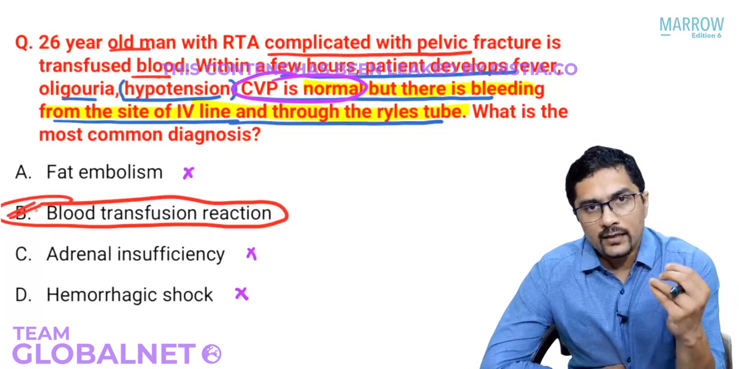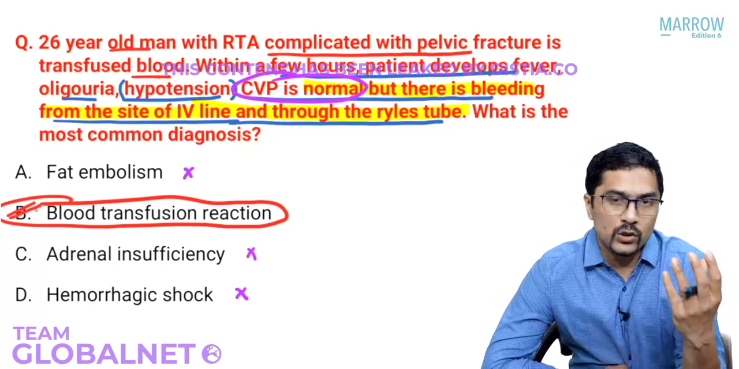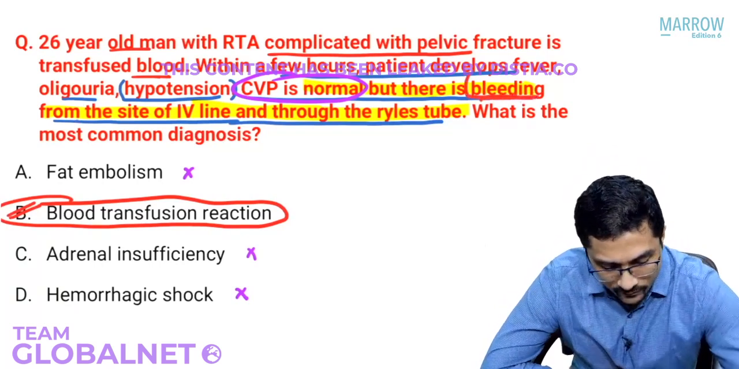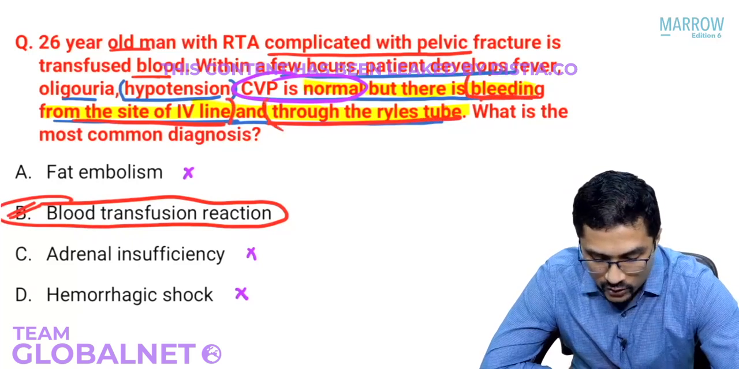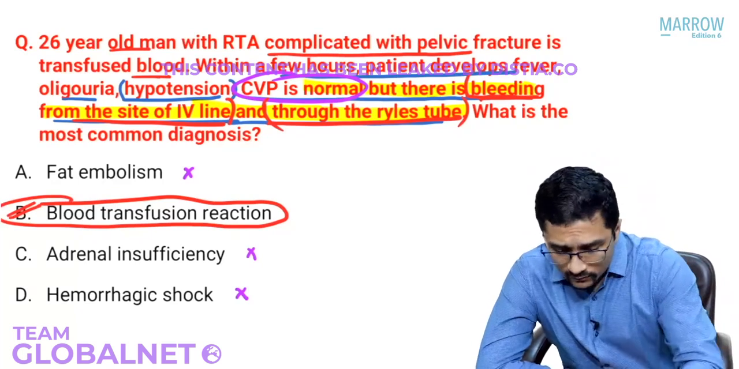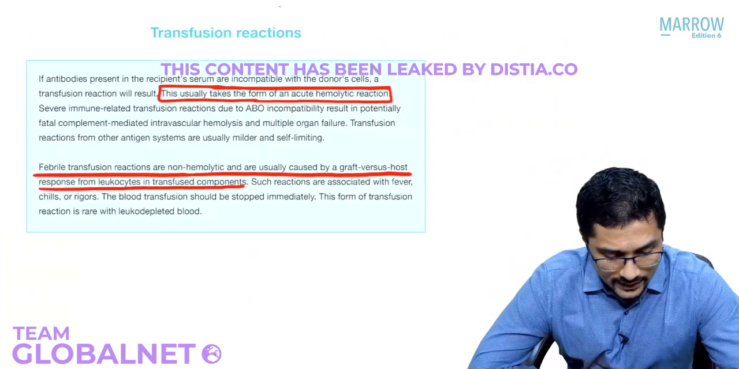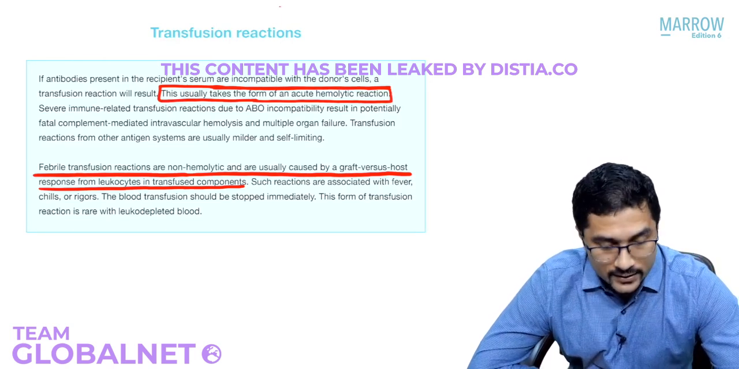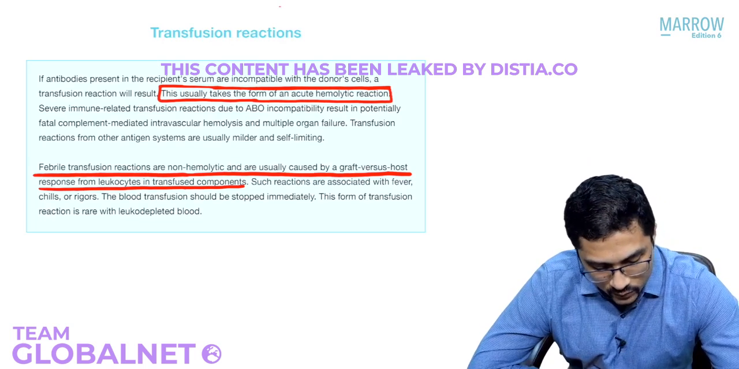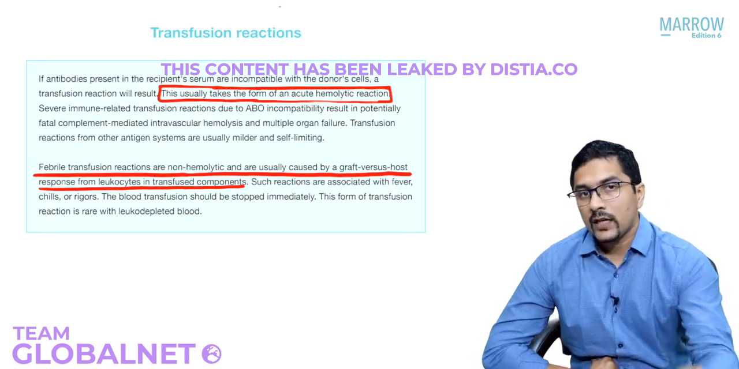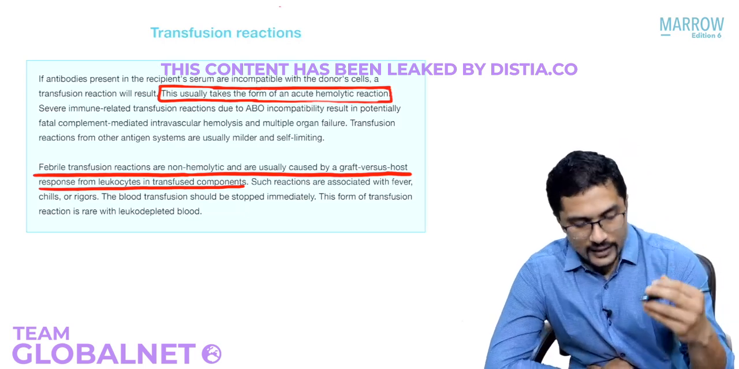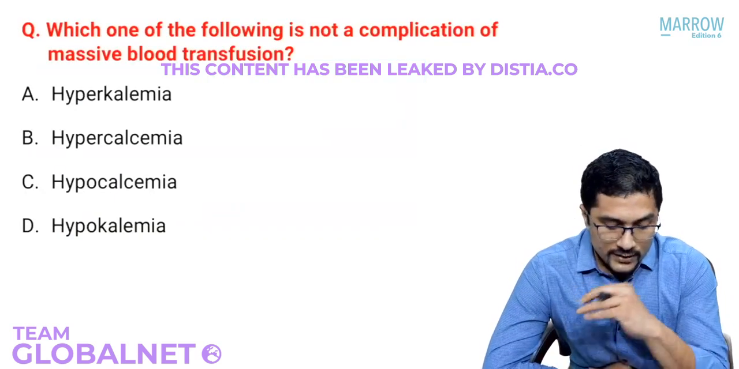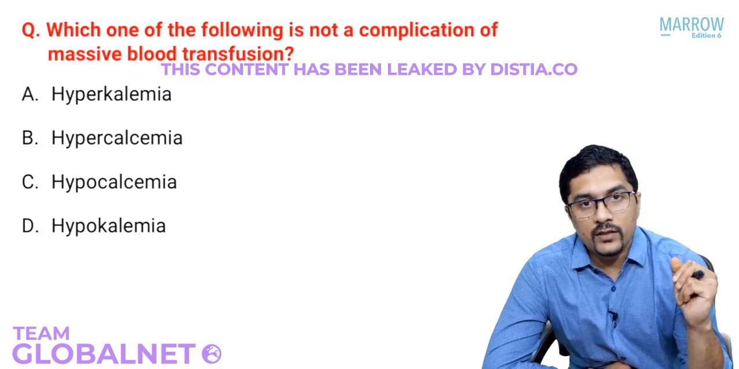But the classic keyword here, which is a giveaway that it is a blood transfusion reaction, is that there is bleeding which is happening from the IV lines, from the Ryle's tube. So there is coagulopathy which has started happening. And you can see this is a direct picture from Bailey, where if antibodies are present in incompatible transfusion, this is going to result in acute hemolytic reaction. So hemolysis is what is happening there, and that is what is giving rise to the transfusion reaction in this patient.